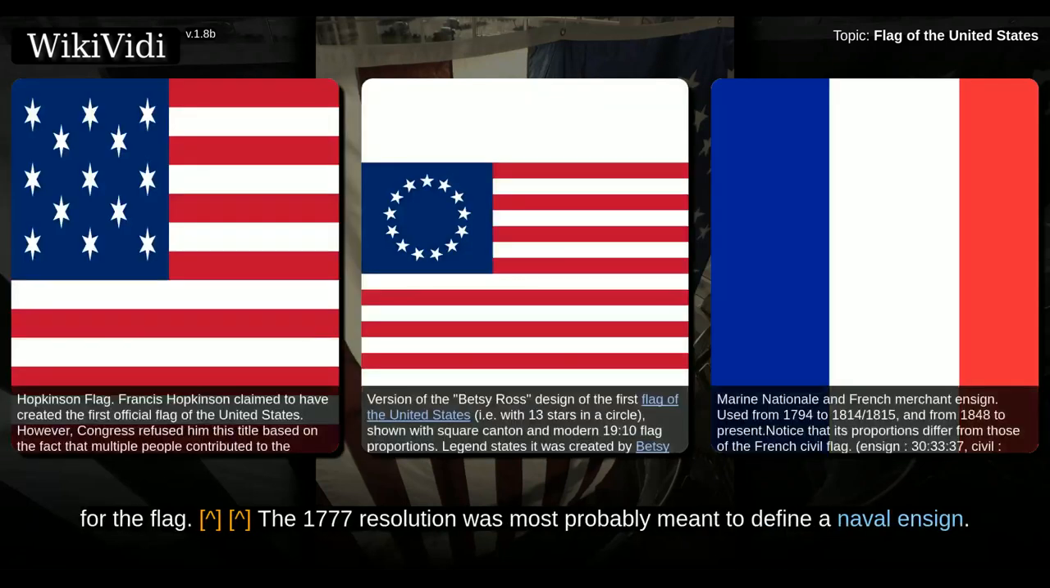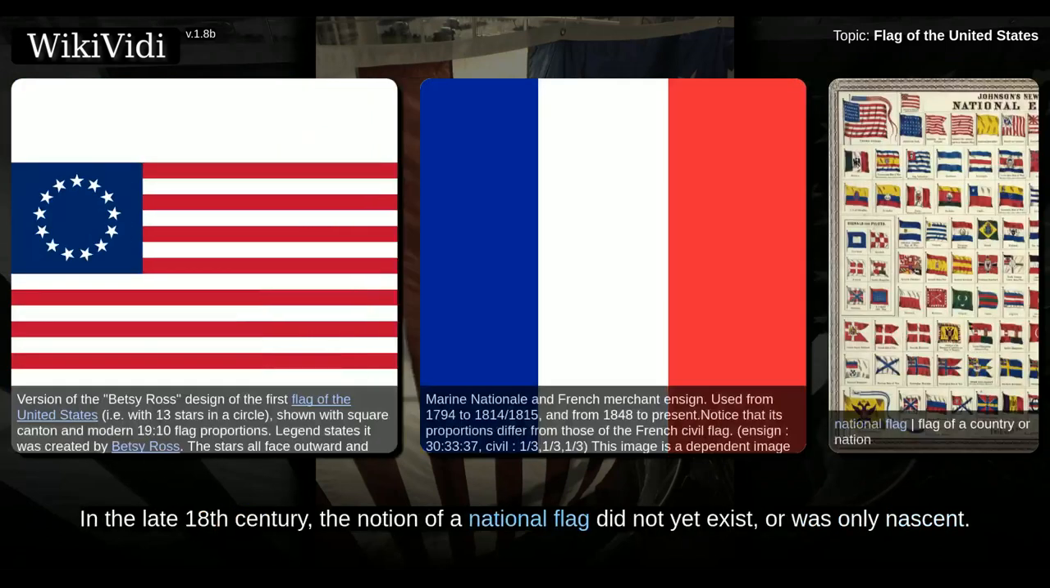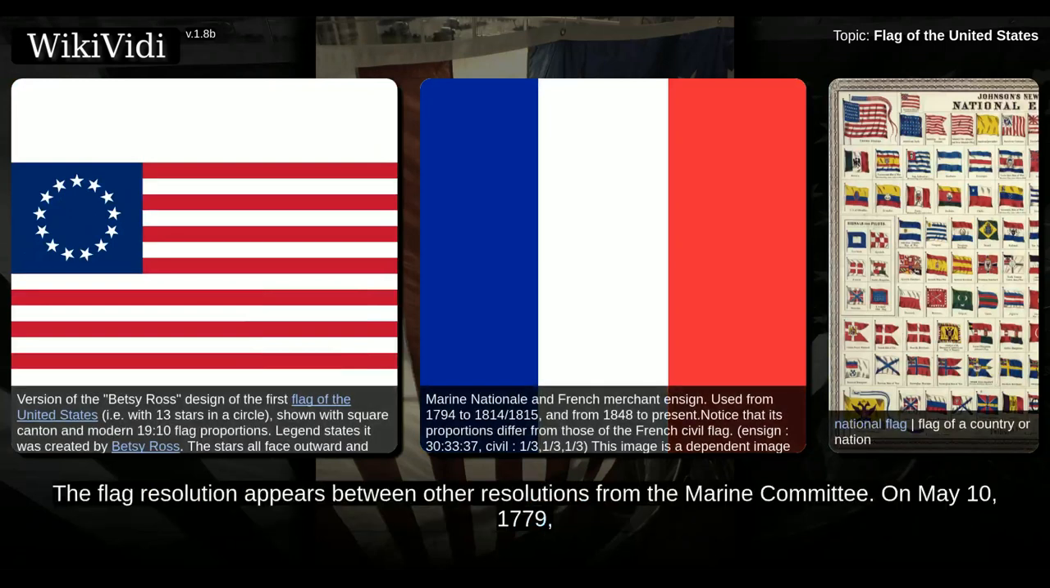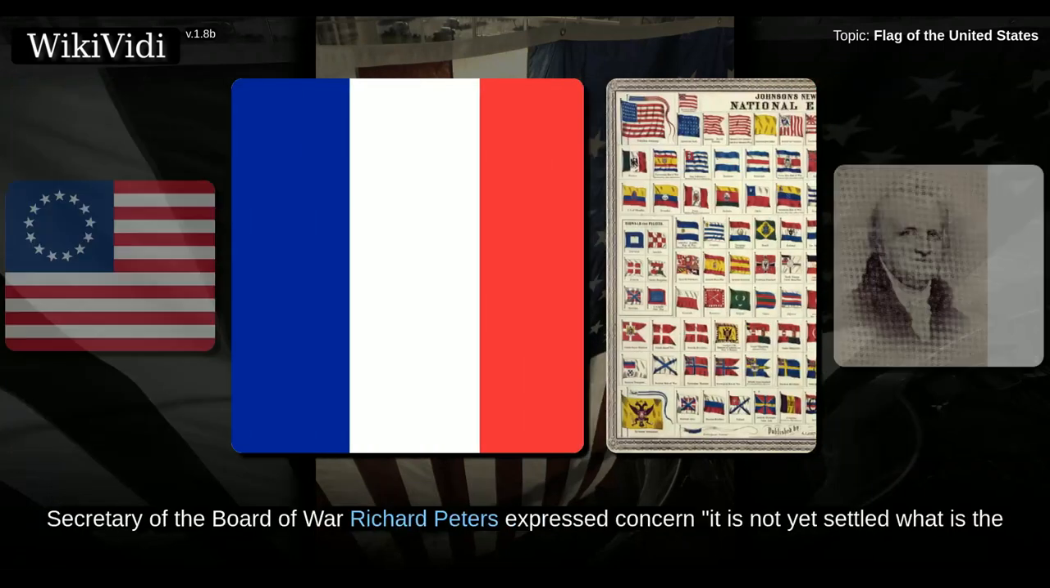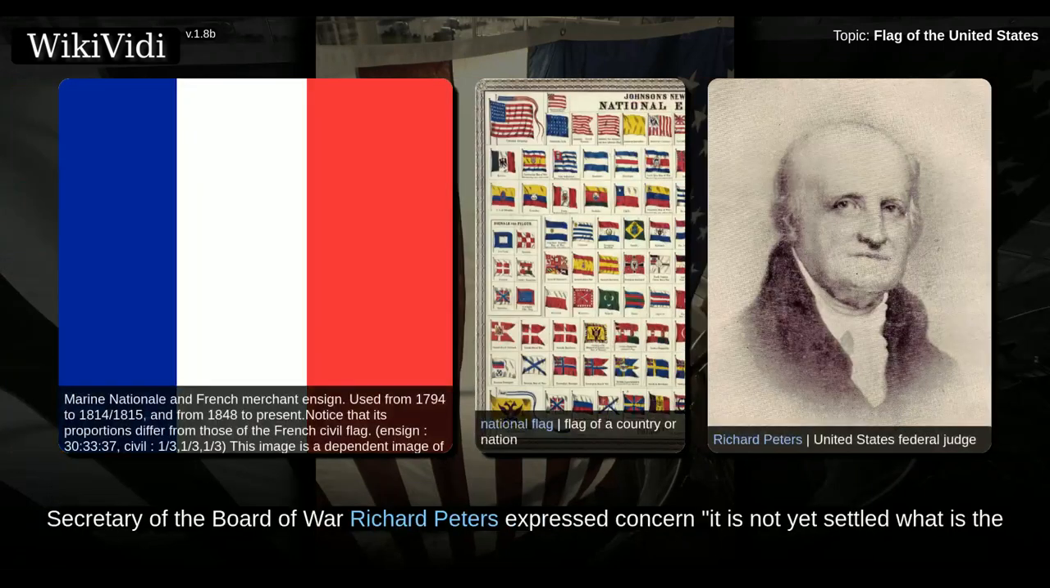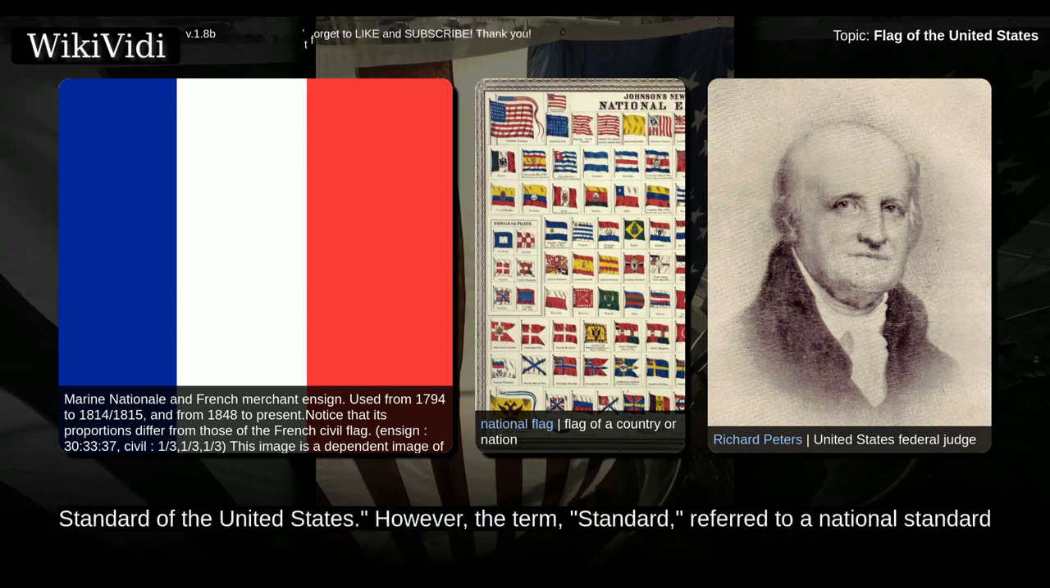The 1777 resolution was most probably meant to define a naval ensign. In the late 18th century, the notion of a national flag did not yet exist, or was only nascent. The flag resolution appears between other resolutions from the Marine Committee. On May 10, 1779, Secretary of the Board of War Richard Peters expressed concern, "It is not yet settled what is the standard of the United States."